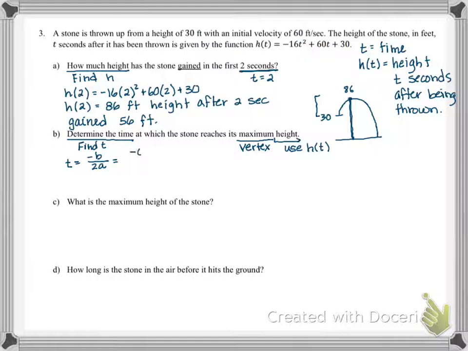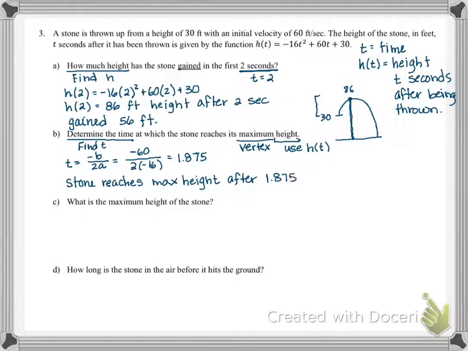So we've got negative 60 over 2 times negative 16, which is 1.875. So the stone reaches its maximum height after 1.875 seconds.